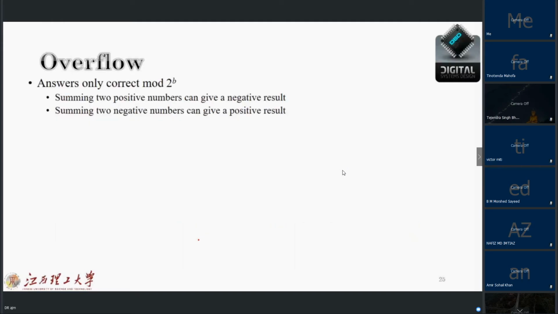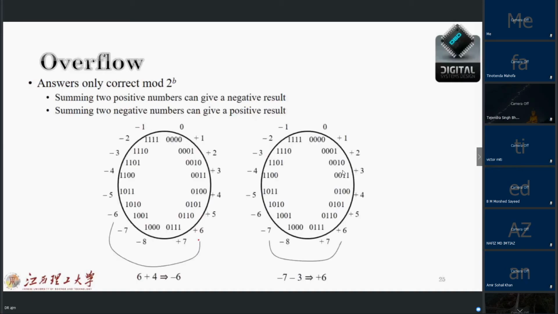Some definitions we should remember, and maybe we will use them later on. One is overflow, where the answer is only correct modulo 2 power b, which means that summing two positive numbers can give a negative result, and summing two negative numbers can give a positive result. Something like 4 plus 4 can come out as minus 6, and minus 6 minus 3 can come out as positive 6. I will talk more about the overflow concept later, and some miscellaneous things that we can use.